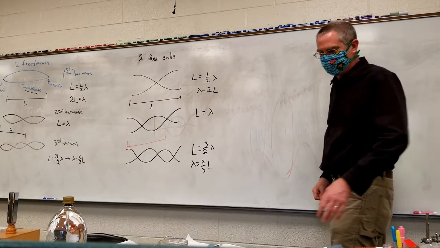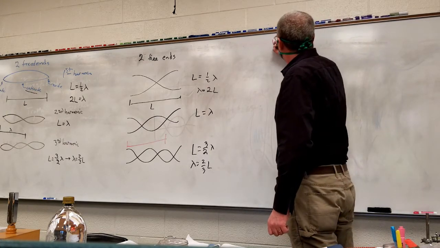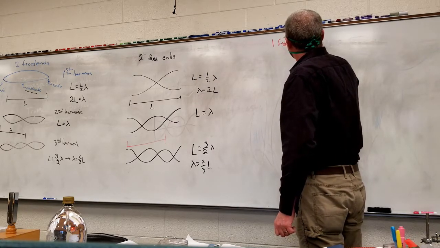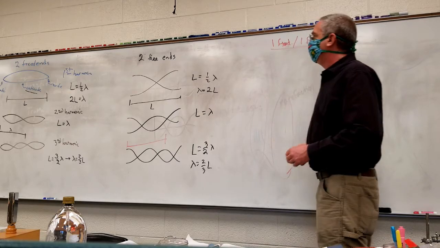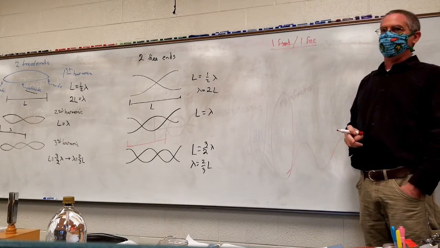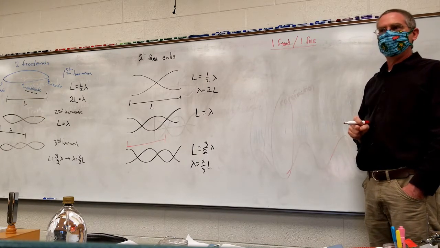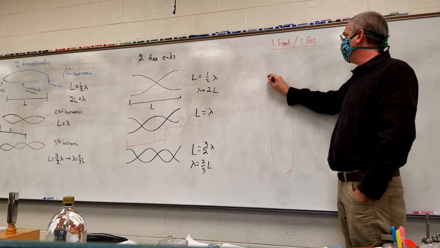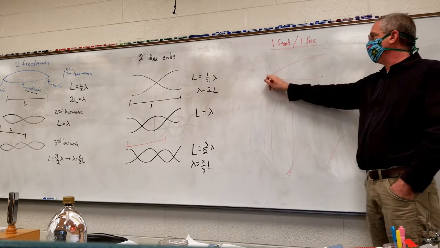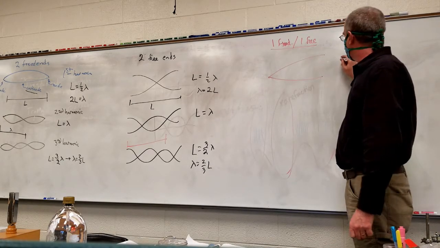Now next one. We've done two fixed, two free. Let's do one fixed, one free. So a fixed end is going to be a node, and the free end an antinode. The simplest one I can do basically looks like that. So I've got my node over here, I have my antinode over here. This is the first harmonic.